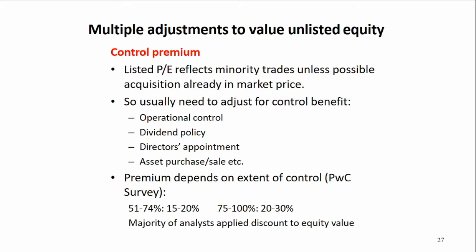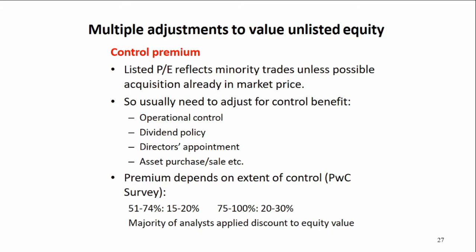There are certain benefits that come from having control over a company through holding more than 50% of its shares. Some of these benefits are things like having operational control, also having a say in the dividend policy of the company. The shareholder that has control can also decide on directors' appointments, and they also will have to approve asset purchases and sales. So as a result of this benefit, if we are valuing a controlling stake, we need to adjust the PE ratio upward and add a control premium.